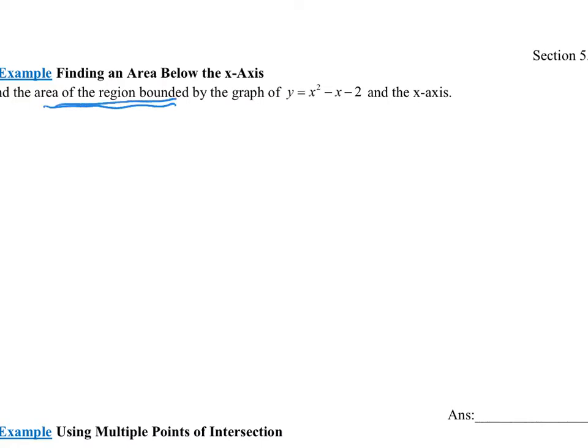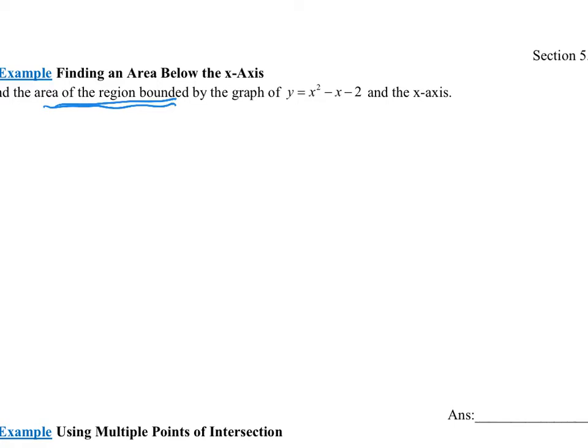We want to do the integral from a to b of the top function minus the bottom function. Issues here. What's the top function? What's the bottom function? What's a? What's b? These are all questions that we need to ask. Well, I do know one of the functions is y equals x squared minus x minus 2.